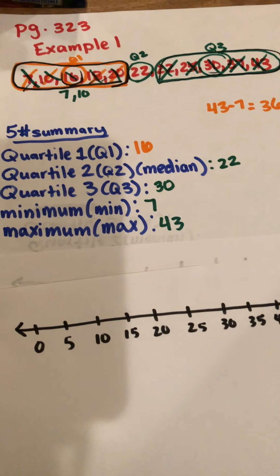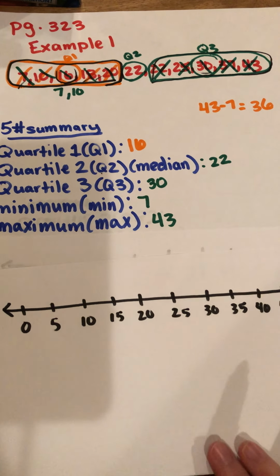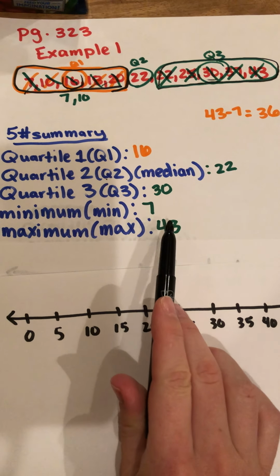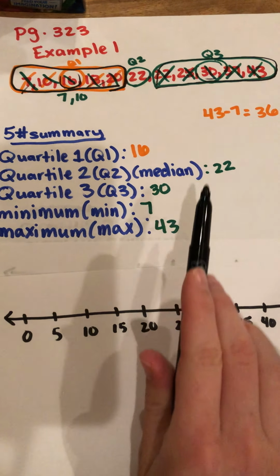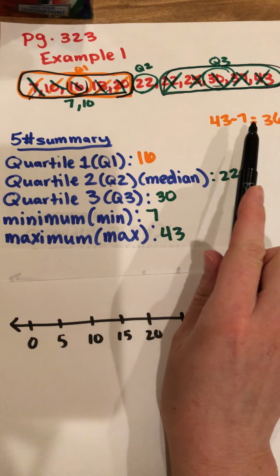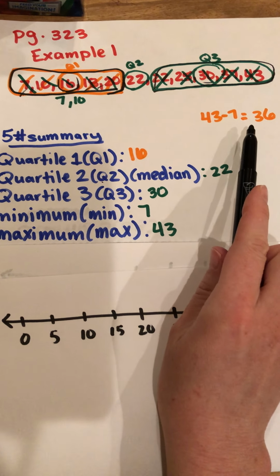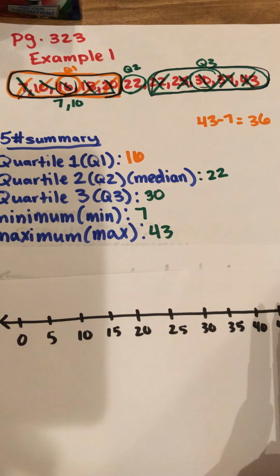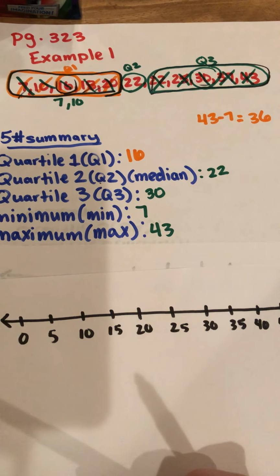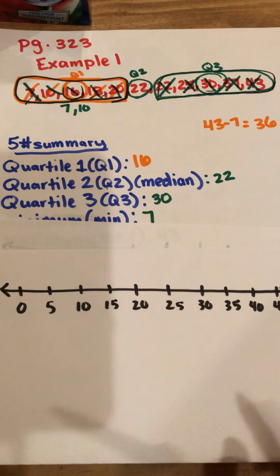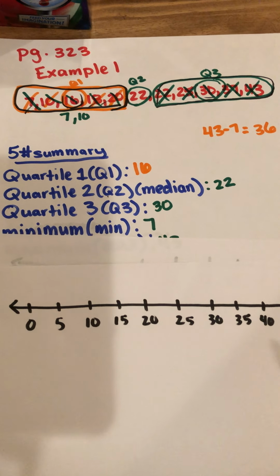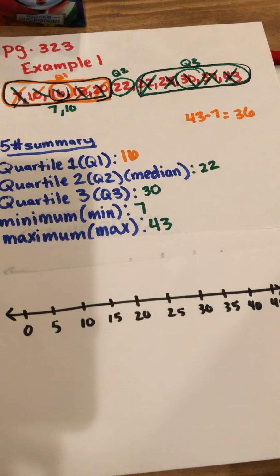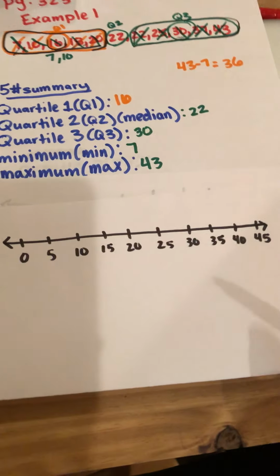If I'm going too fast, just pause it and get this down. The minimum value was 7. The maximum was 43. I found that the range was 36. It's just going to help me with my interval on the number line when I have to graph this box plot on the number line. So I chose to go by 5s because I have such a great range. I need to fit all my values on this number line.